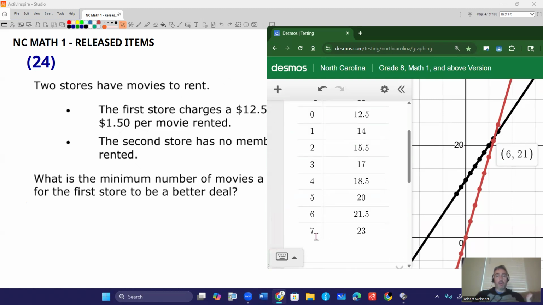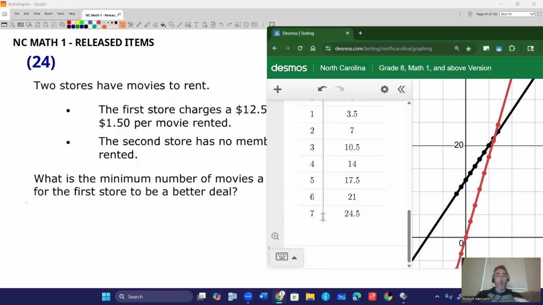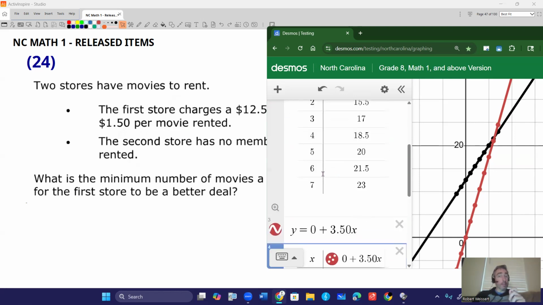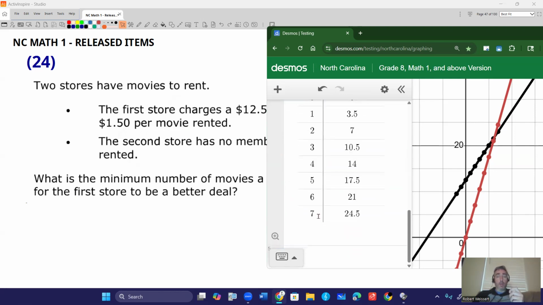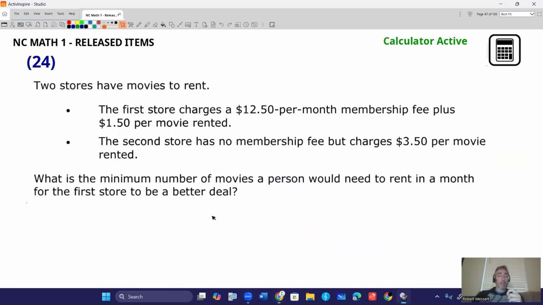So let's look at seven. If I rent seven movies from store one, I'm only paying 23. Whereas if I rent seven movies from store two, I'm paying $24.50. So the better deal starts when I rent not six movies, not 6.25 movies, but seven movies. A better deal means I'm paying less. And that answer is going to be seven.